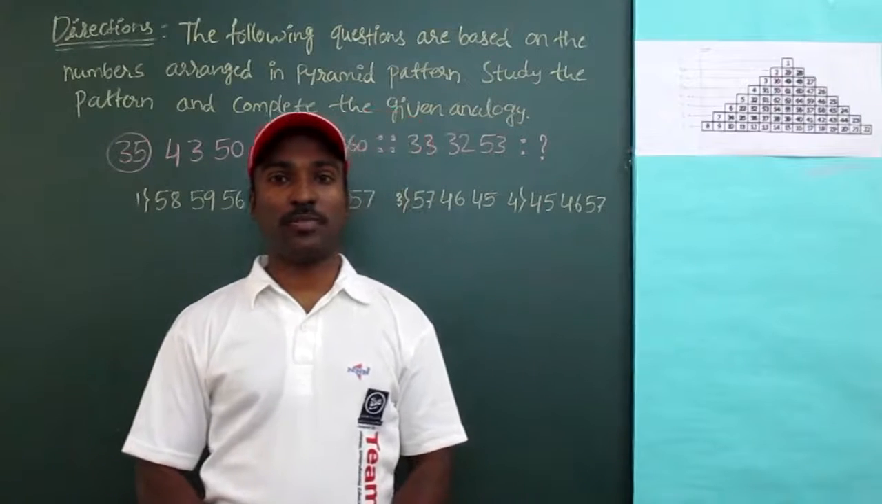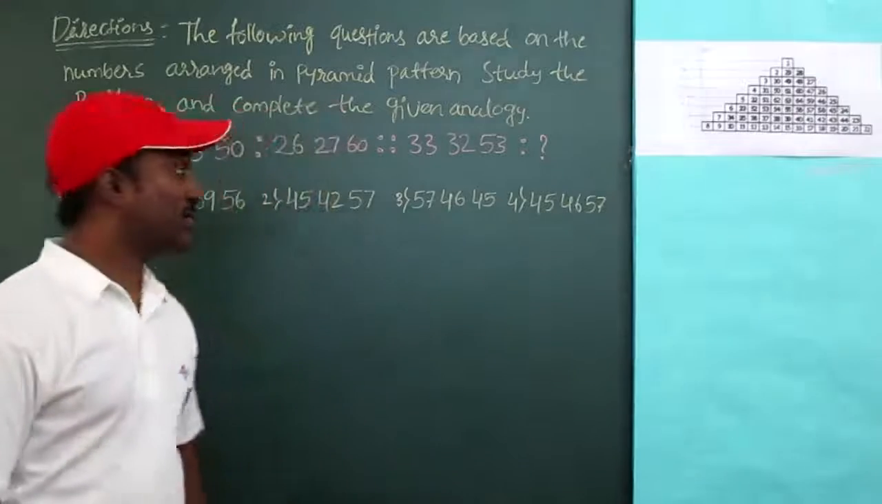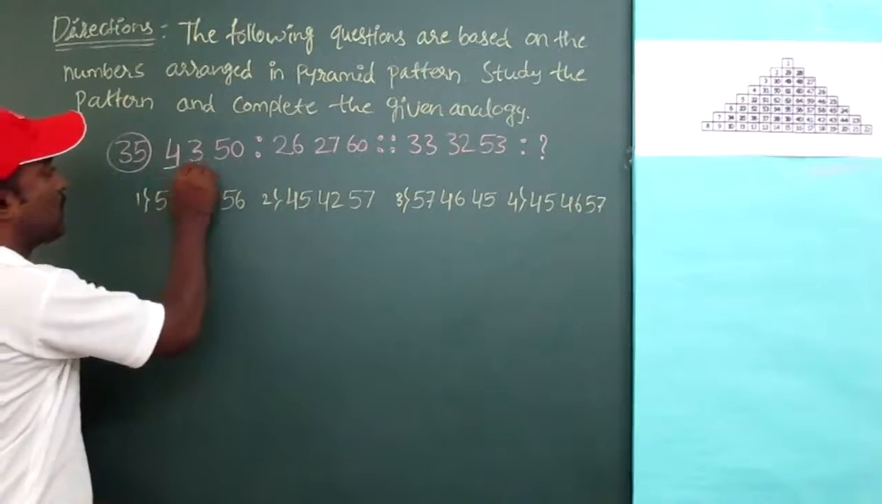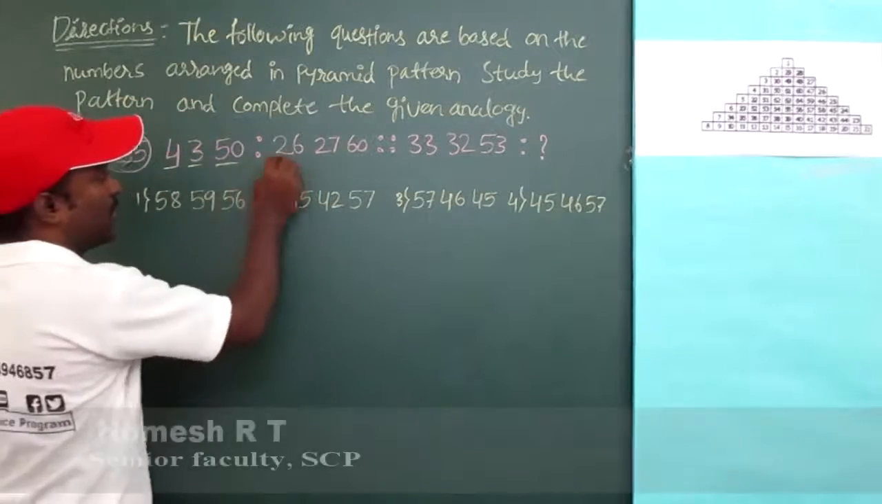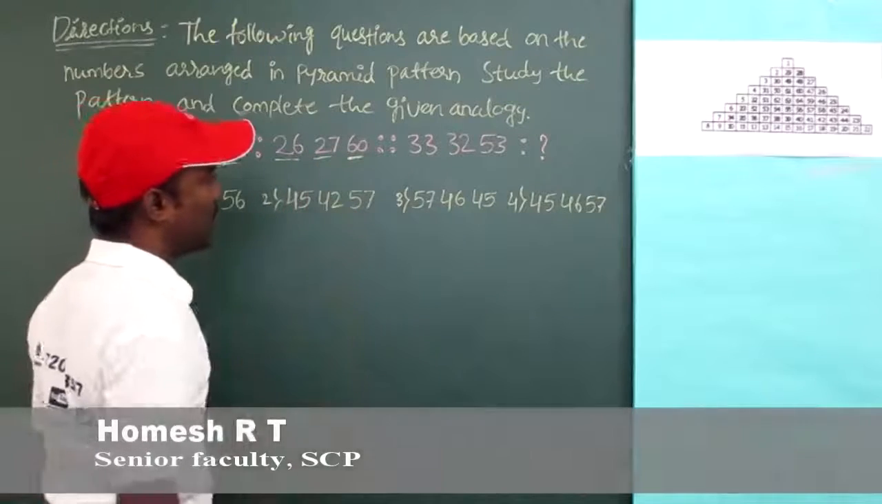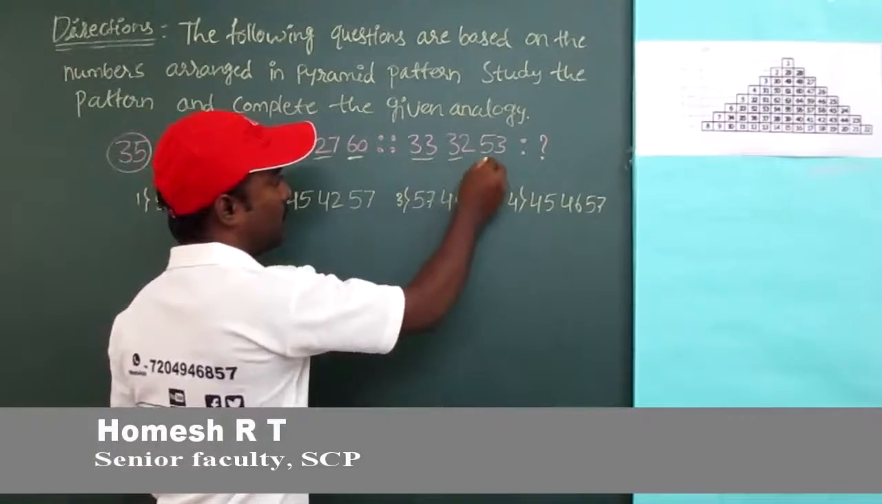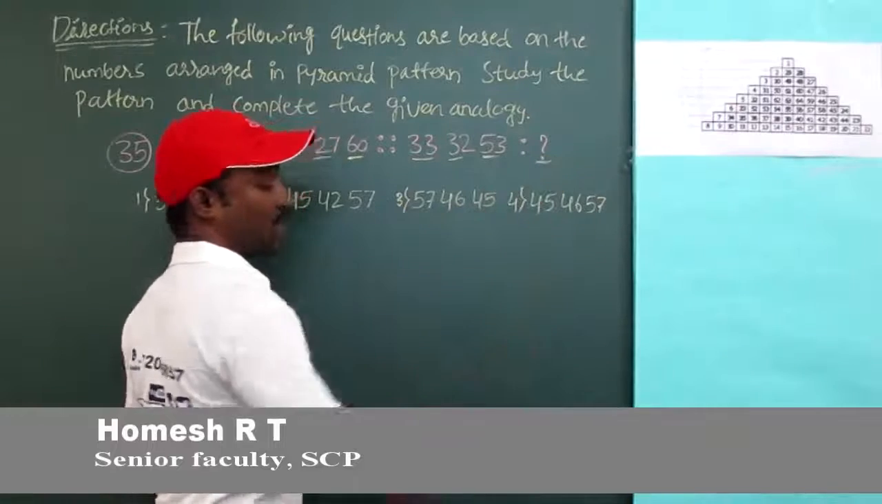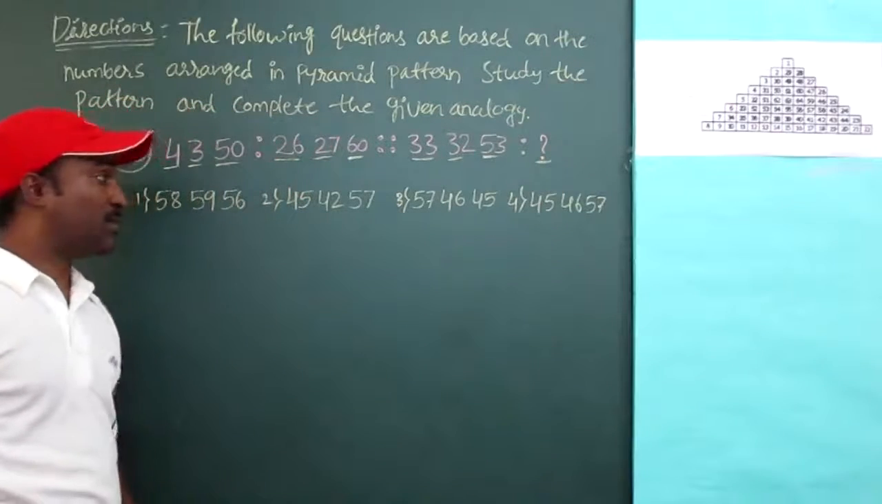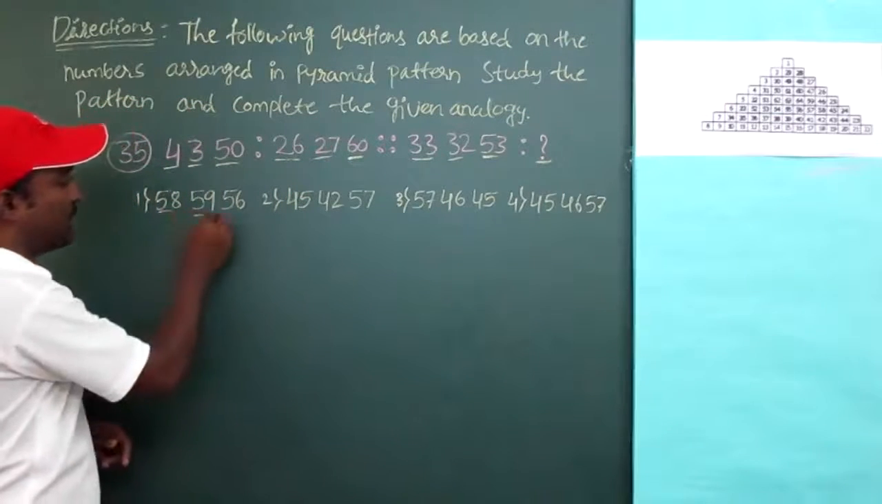Well friends, here is problem number 35. The given question is 4, 3, 50 colon 26, 27, 60 double colon 33, 32, 53 colon question mark. So we have to find that missing number. Given options are 58, 59, 56.